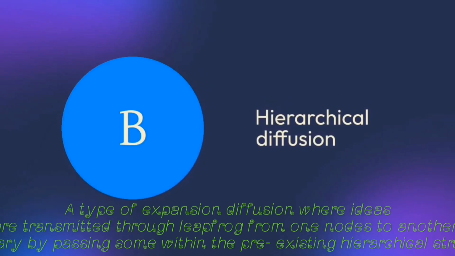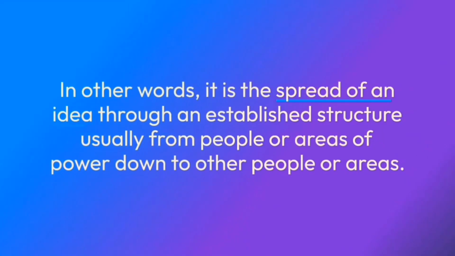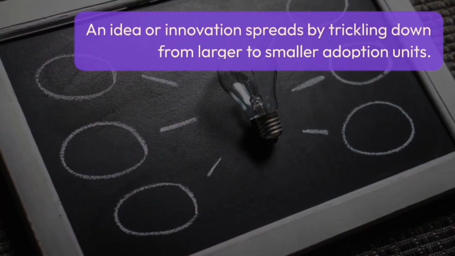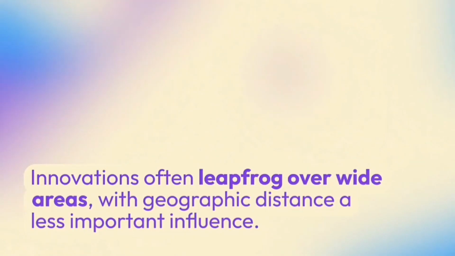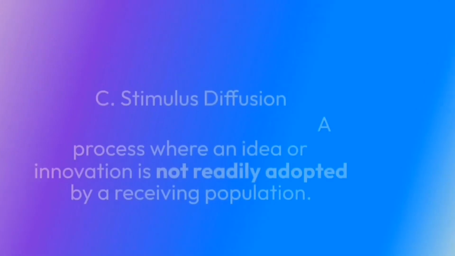B. Hierarchical diffusion, a type of expansion diffusion where ideas are transmitted through leapfrog from one node to another, temporarily bypassing some within the pre-existing hierarchical structures. In other words, it is the spread of an idea through an established structure, usually from people or areas of power down to other people or areas. An idea or innovation spreads by trickling down from larger to smaller adoption units. Innovations often leapfrog over wide areas, with geographic distance a less important influence.